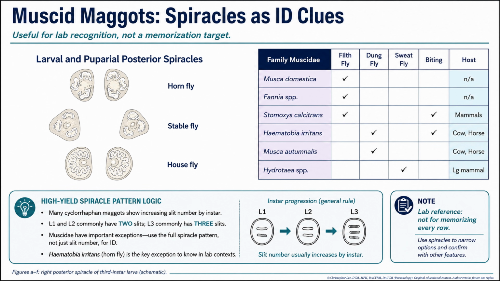Use spiracles as part of the pattern. Combine them with body spines, mouth hooks, larval size, site of infestation, host species, and geography. The goal is to know what features matter when someone hands you a maggot.